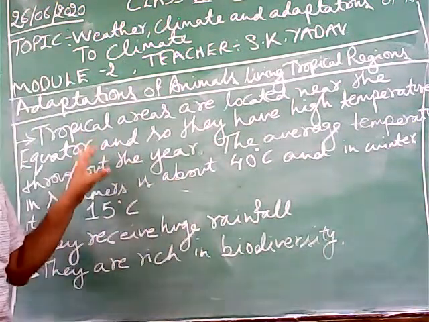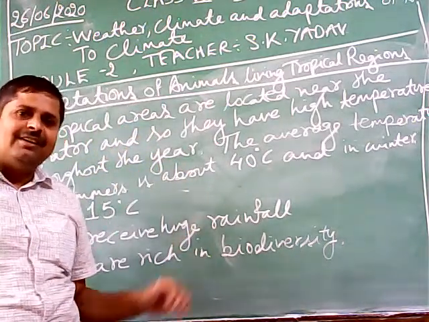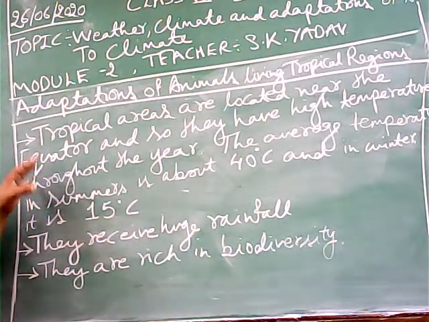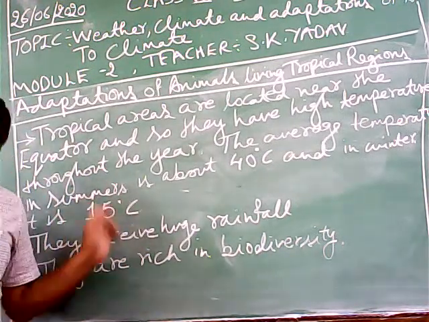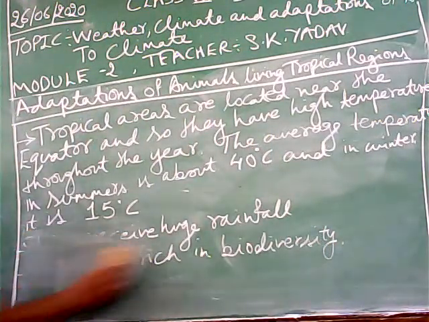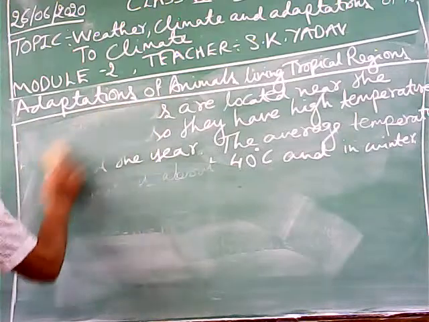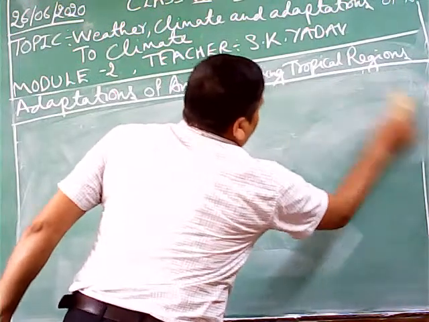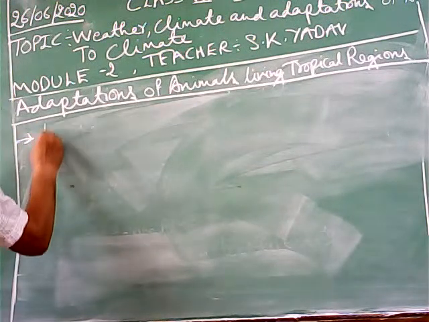Okay, children. Since their temperature is high, so their climate is hot, and since they receive huge rainfall, so their climate is wet. So we can define the climate of tropical regions as hot and wet. You just note down along with me: the climate of tropical region is hot and wet.